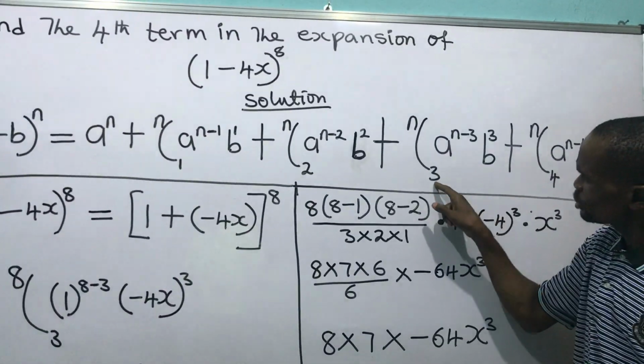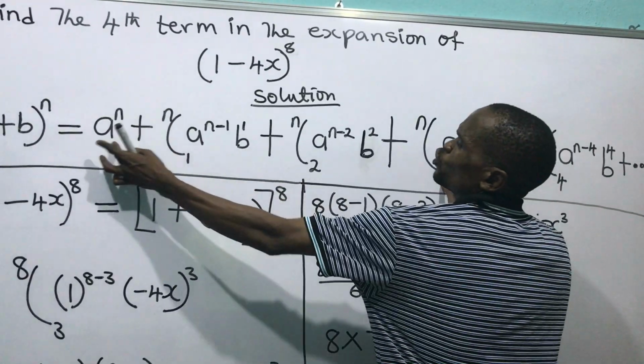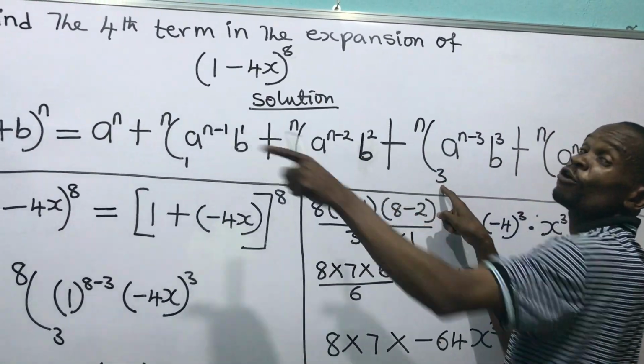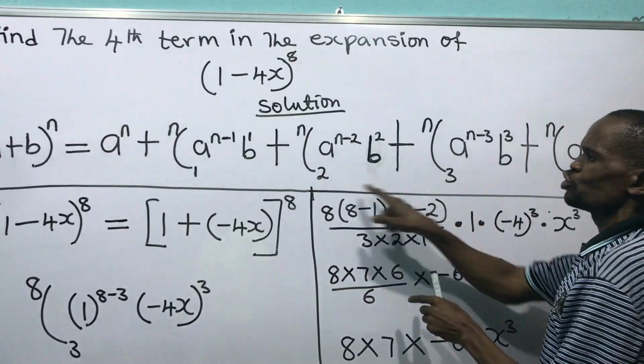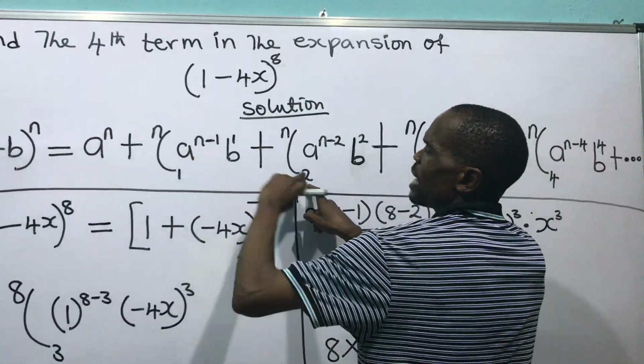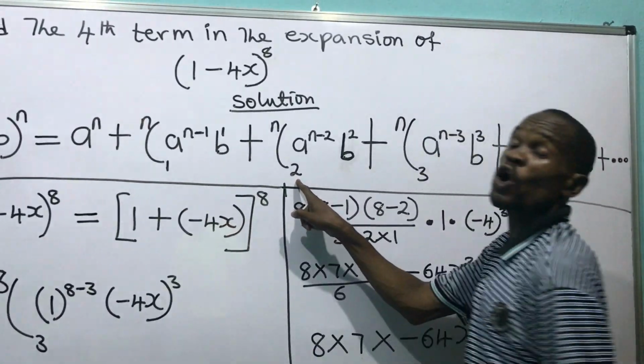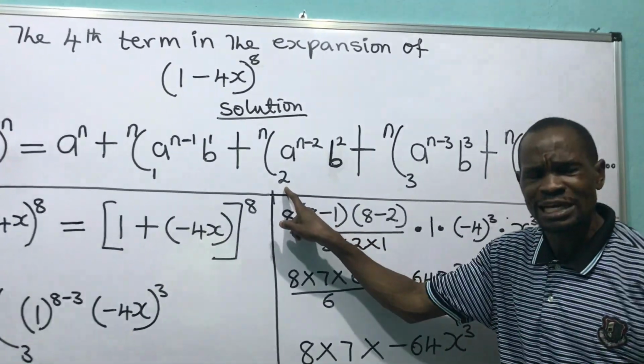So if I'm choosing 3, I will add this 1 to that 3 I'm choosing. That gives me the fourth term. If I'm choosing 2, I will add this 1 to that 2 I'm choosing. That gives me the third term. I think we are following what I'm explaining here.